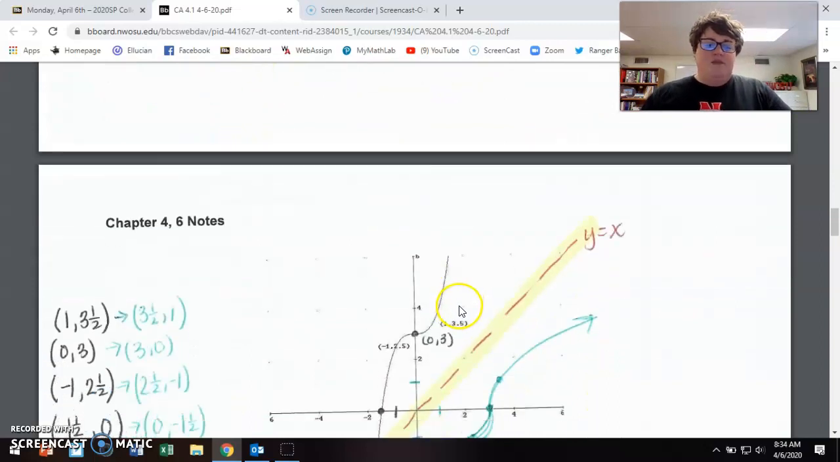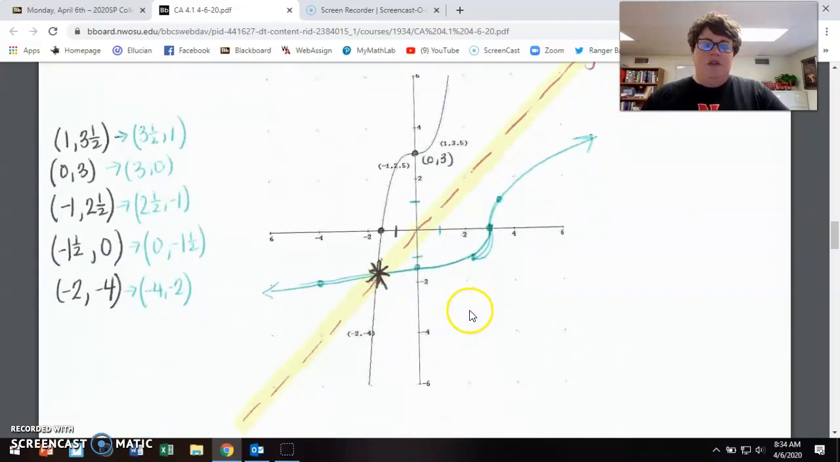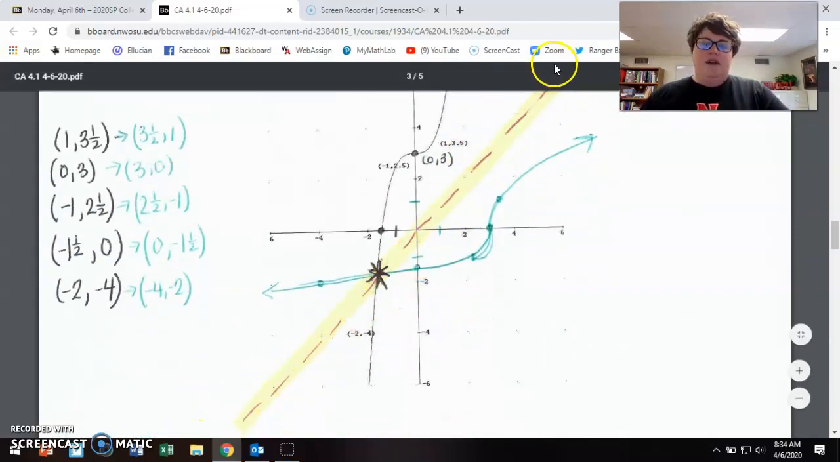So interchange x and y. Another example, I have my red line through here. I get my points off of my original graph and then interchange x and y. Then graph them and it should become this green line right here.